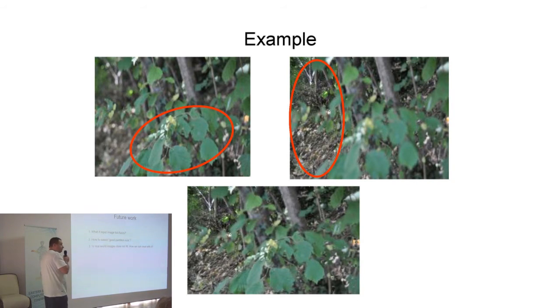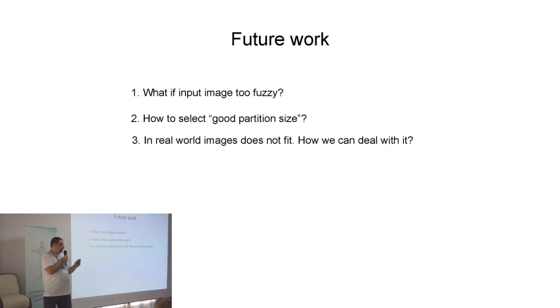And future work: what are the problems in this method which are still not finished? What if the input image is too fuzzy? What if we, for example, make a photo of this seat, and a photo of this table with texture? The result of applying the method will differ because of the different texture. If the texture is too fuzzy, it will be too blurred. We will not receive quality detection.